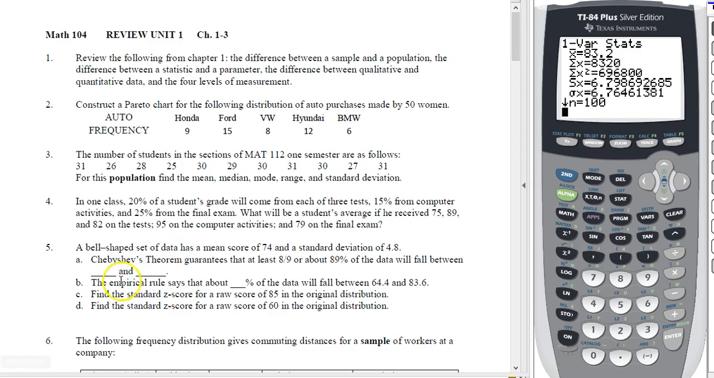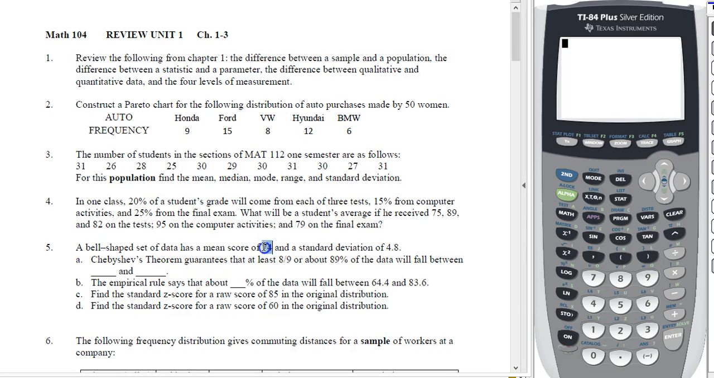Number 5, you want to go back over Chebyshev's theorem and the empirical rule. Make sure you know the numbers in those theorems, those facts. Chebyshev's theorem says 8/9 or about 89% of the data will fall between what and what. That theorem says that that's the percent that will fall within 3 standard deviations. So you would take the mean of 74 and add the standard deviation 3 times and subtract it 3 times to see what those values would be.